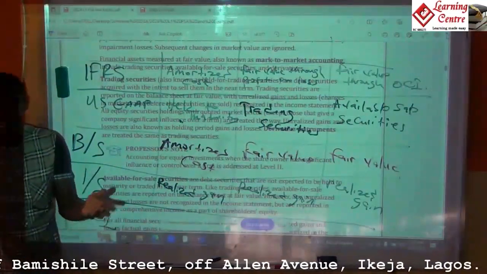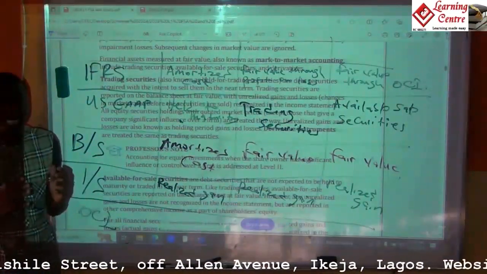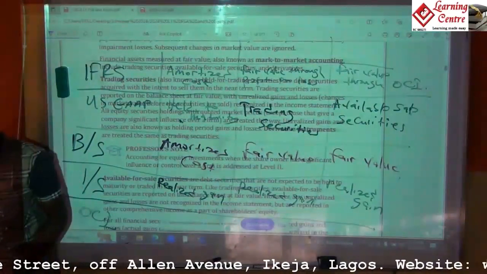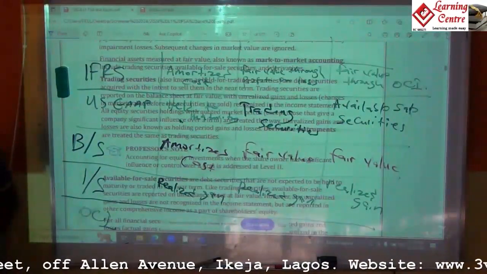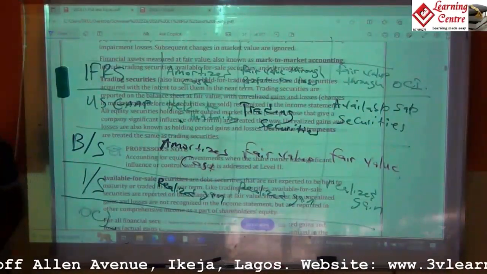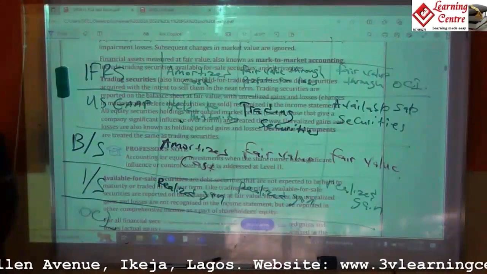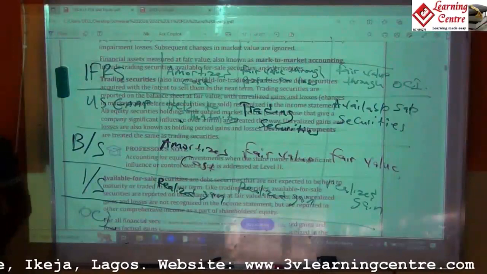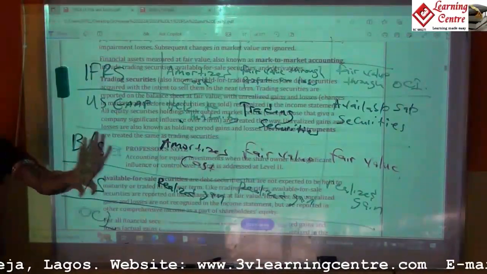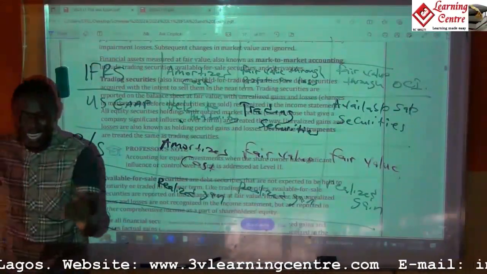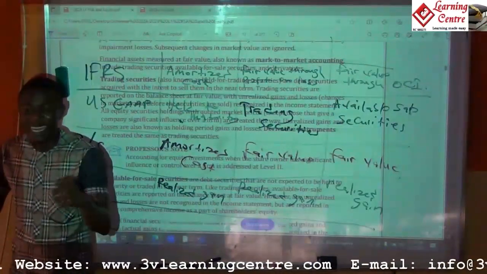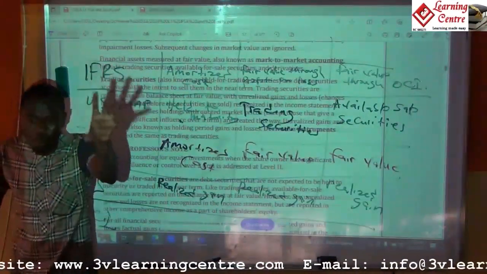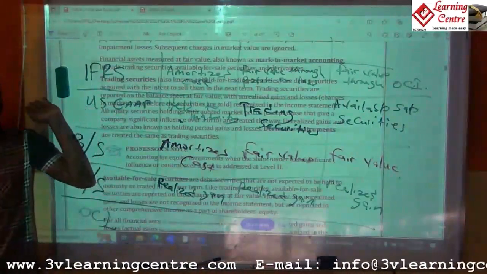Does it make sense? Held to maturity, or amortized cost, means you have the intention and ability to hold to maturity. Your motive is to hold the security to maturity. You are investing in a financial asset for 5 years and you have to hold it to maturity, 5 years. That is your motive.